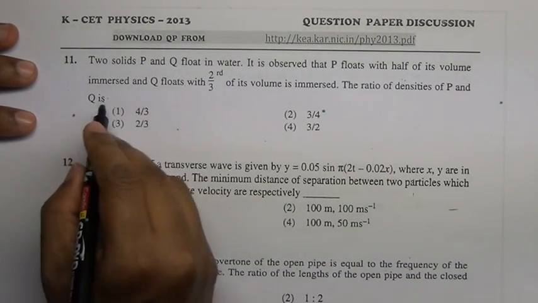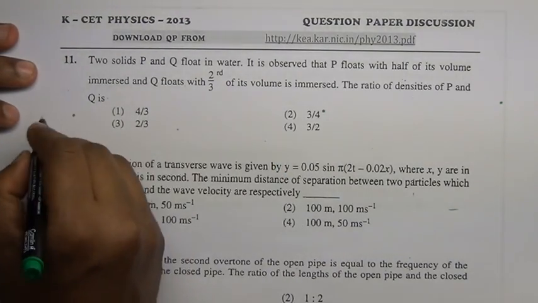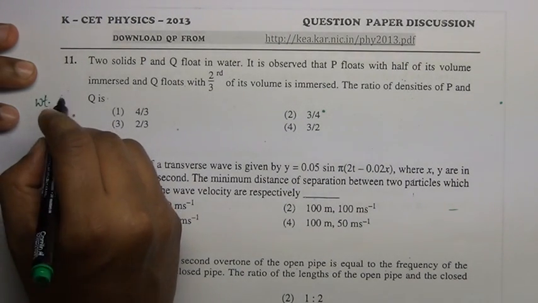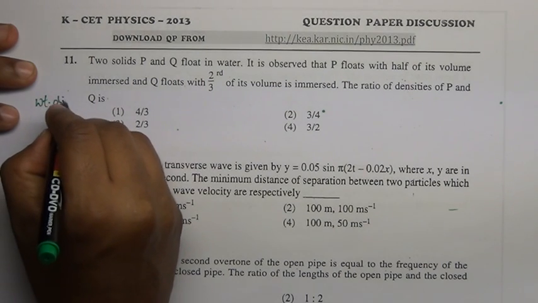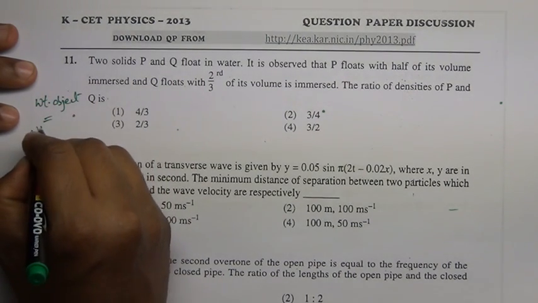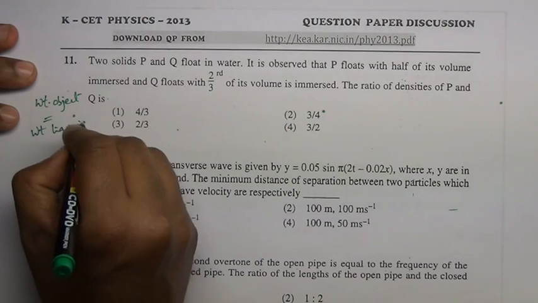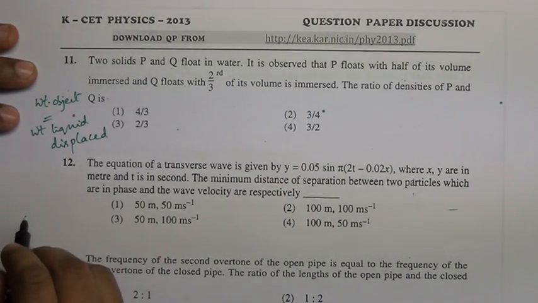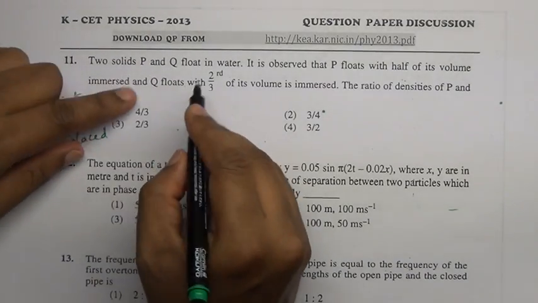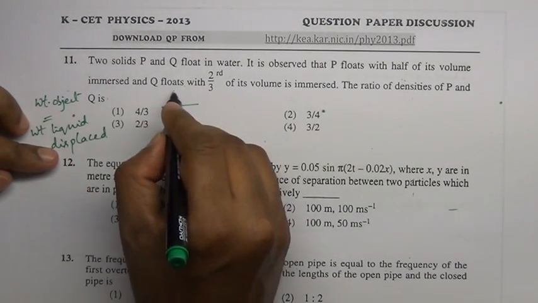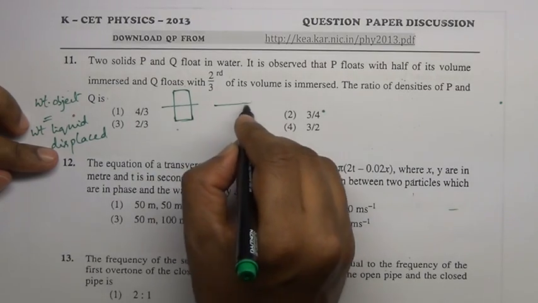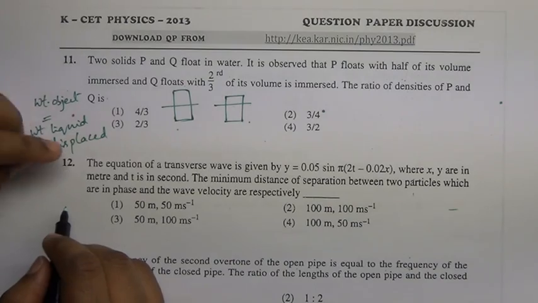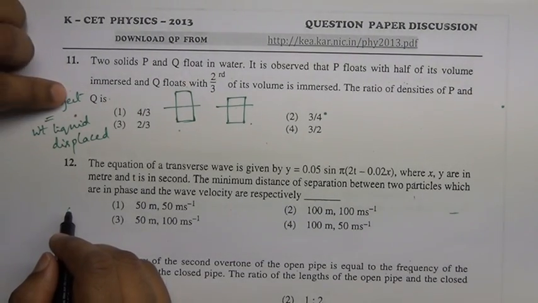From the law of flotation, we can write: weight of the object is equal to weight of the liquid displaced. In the first case, half of the object is immersed. In the second case, 2/3 is immersed. So, weight of the object.